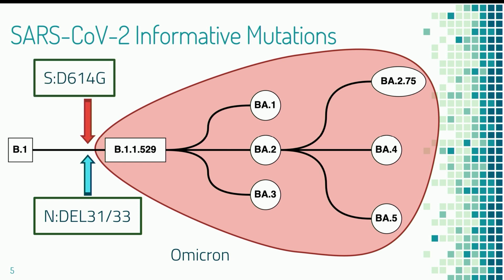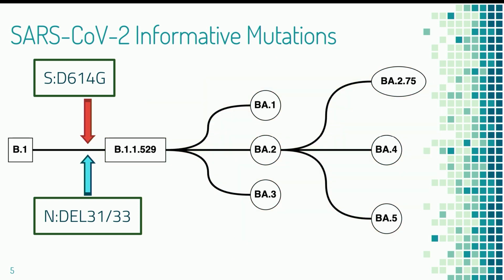However, this mutation over here, the spike D614G mutation, is not. It's common in multiple B descendant lineages. So this is what I mean by some mutations are informative and some are not. Whenever you're screening your samples, you want to have some way of meaningfully distinguishing what works. Also, different things work at different levels.